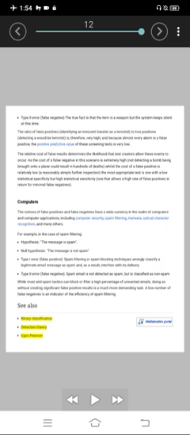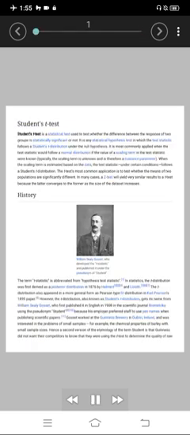Student's t-test. Student's t-test is a statistical test used to test whether the difference between the response of two groups is statistically significant or not. It is any statistical hypothesis test in which the test statistic follows a Student's t-distribution under the null hypothesis. It is most commonly applied when the test statistic would follow a normal distribution if the value of a scaling term in the test statistic were known. Typically, the scaling term is unknown and is therefore a nuisance parameter. When the scaling term is estimated based on the data, the test statistic, under certain conditions, follows a Student's t-distribution.